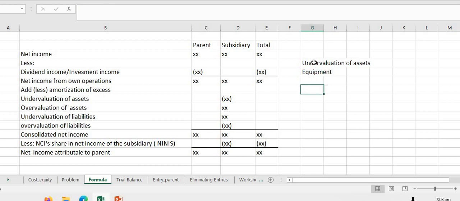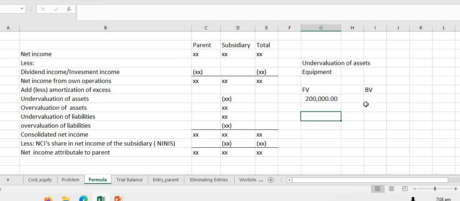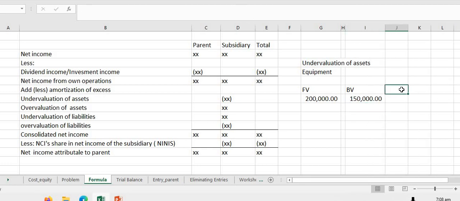Okay, so say for example, its fair value is 200,000 and its book value is, let's say, 150,000. So the equipment account is undervalued, diba? Undervalued siya by how much? So undervalued siya by 50,000. So the excess is actually the 50,000.